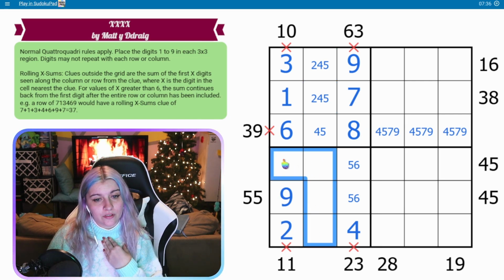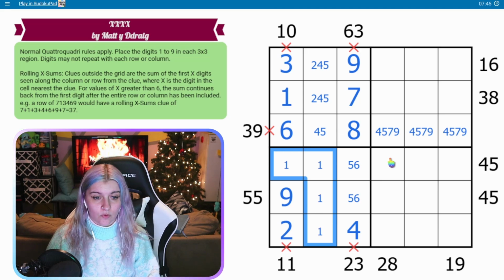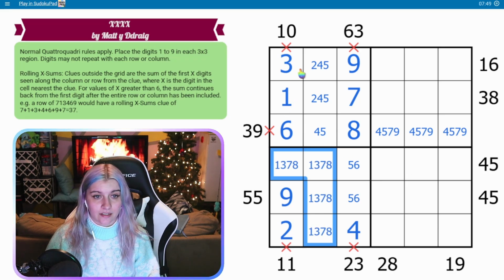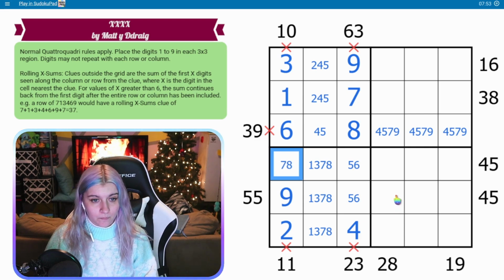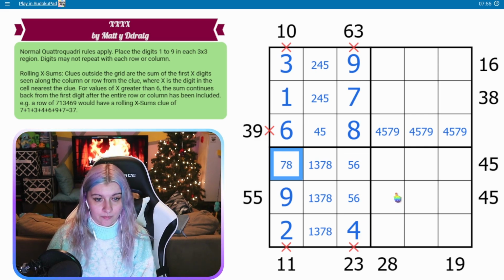Maybe I could figure out what these are then. I can at least get this narrowed down. This region still needs a 1, 2, 3, 4, 5, 6, 7, 8, 9. This can't be a 3 or a 1, so it's a 7, 8. Okay. That's something. That's something.